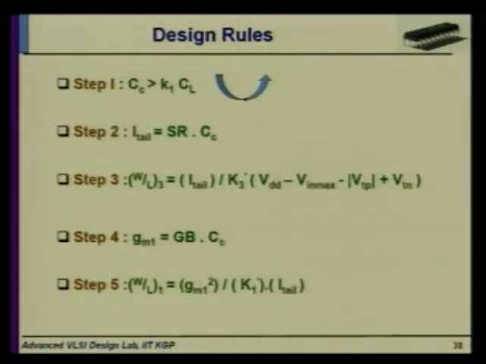First thing, the calculation of CC. In the last class I told you that the accurate value of CC is a critical issue, because CC plays an important role during the design of an op amp. So how can I determine the value of CC?